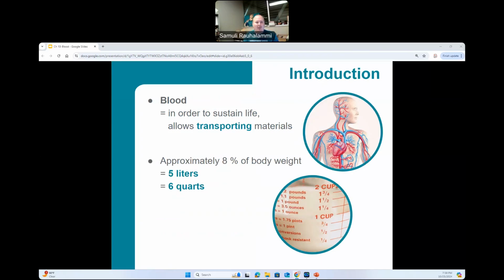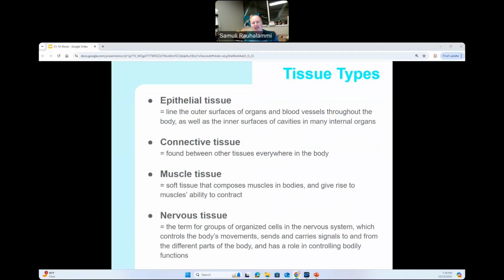As we're getting started with this chapter's content, I wanted to look at the four main tissue types that we have seen in the past. My question to you is: which type do you think blood falls under? We saw epithelial tissues, connective tissues, muscle tissues, and nervous tissues. So this is your chance to practice what you learned. What type of these tissues do you think blood is?